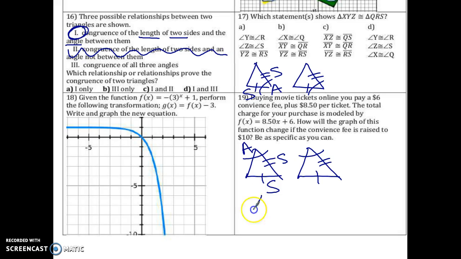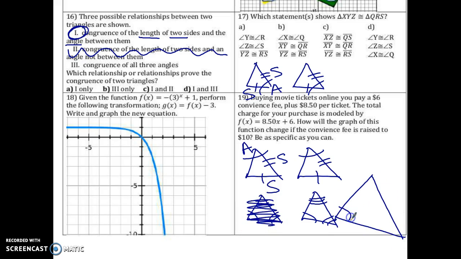Number 3, congruence of all 3 angles. If all we have is the angles and we don't have sides, all we can say is that these 2 triangles are similar, but they may not be congruent because the other triangle may be like this. Those are similar, but they are not congruent. So that does not prove congruence of the 2 triangles. So that one's out. So we know it is A, 1 only.